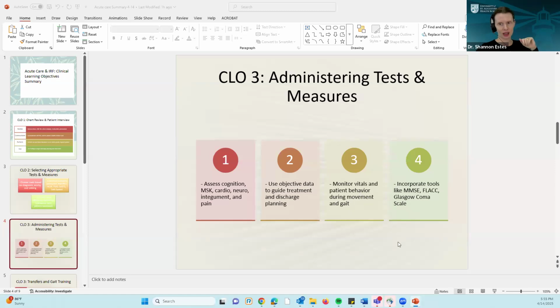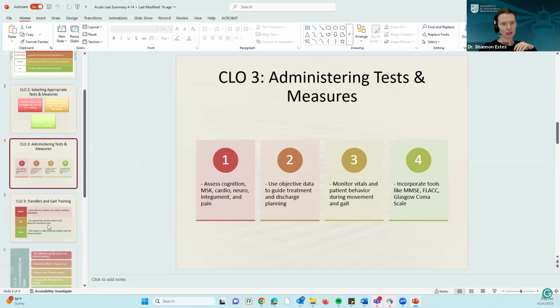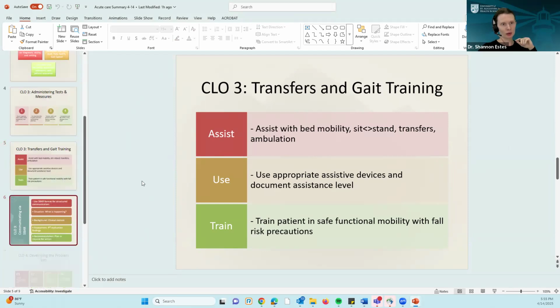Monitoring vitals and patient behavior and incorporating whatever tools it may be. So this is a cognitive scale. The Glasgow Coma Scale is a medical scale, but we're looking at their level of consciousness after a coma. And then the FLACC is a pain scale for those that are non-communicative. Transfers and gait training, nothing really different. Are they appropriate? What can we do?